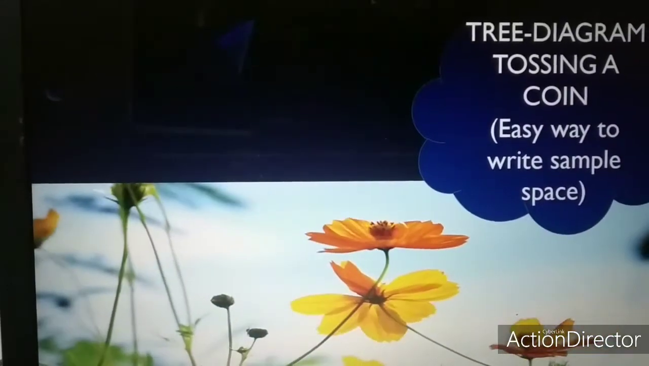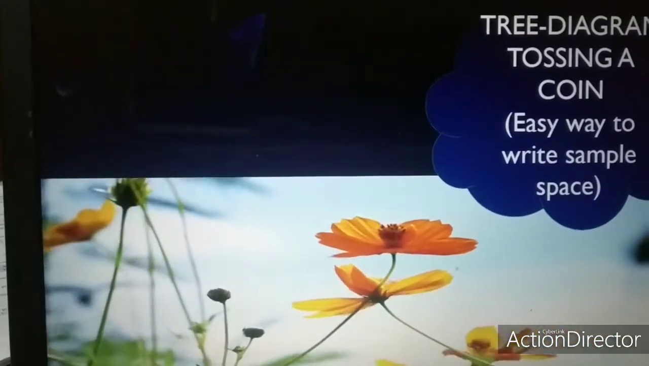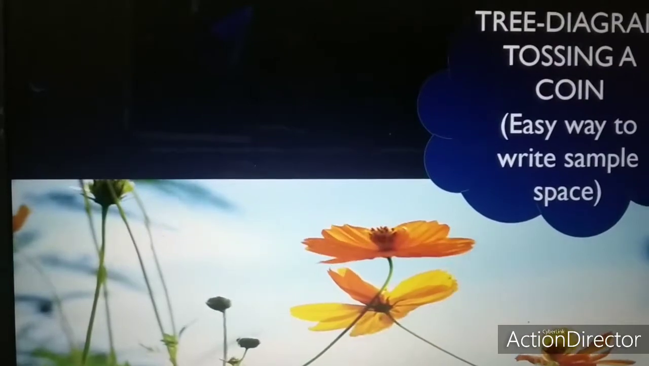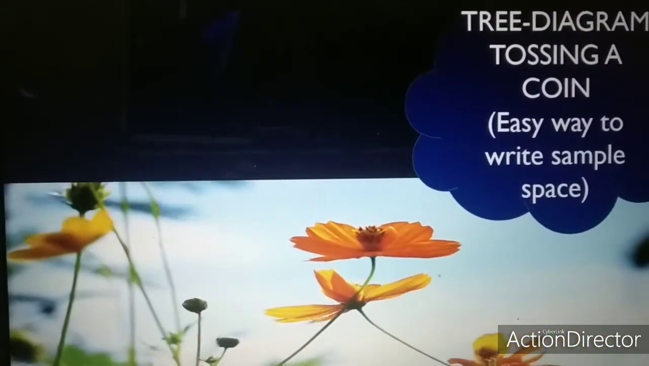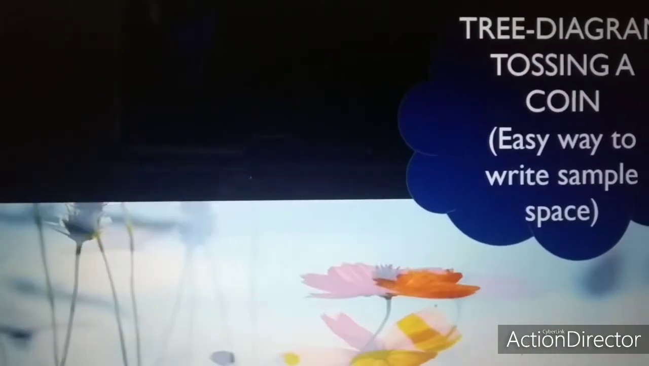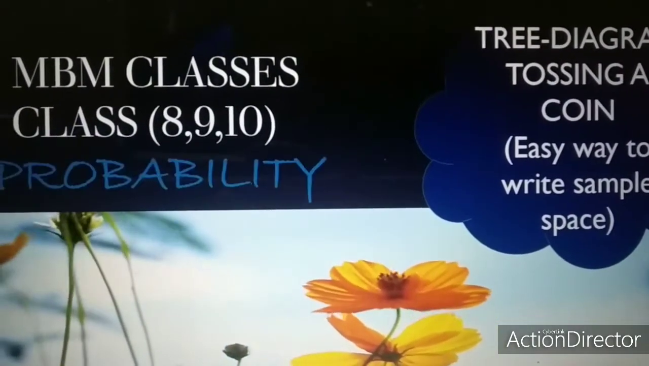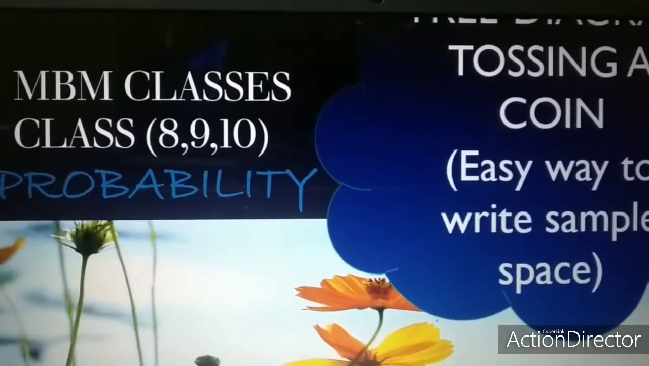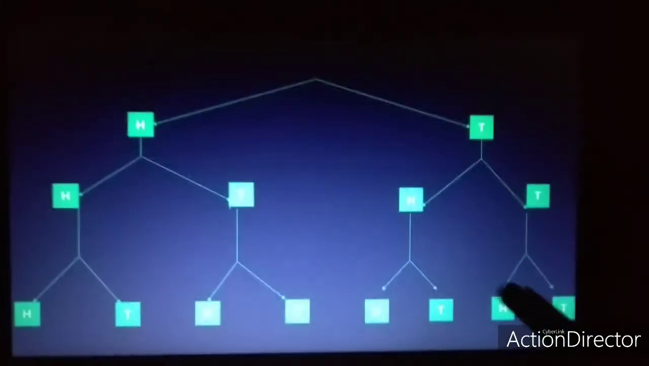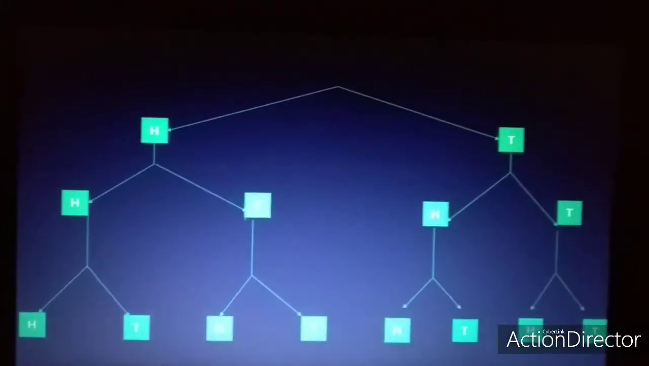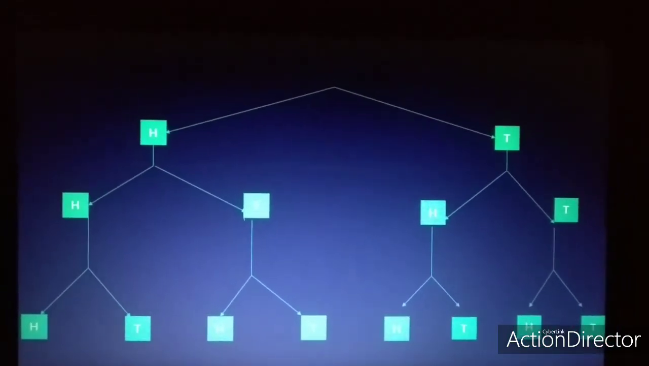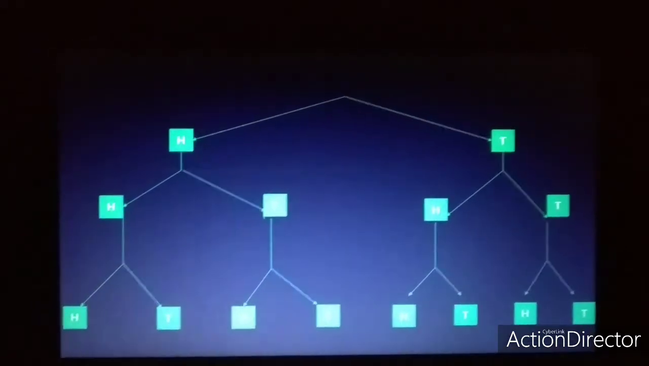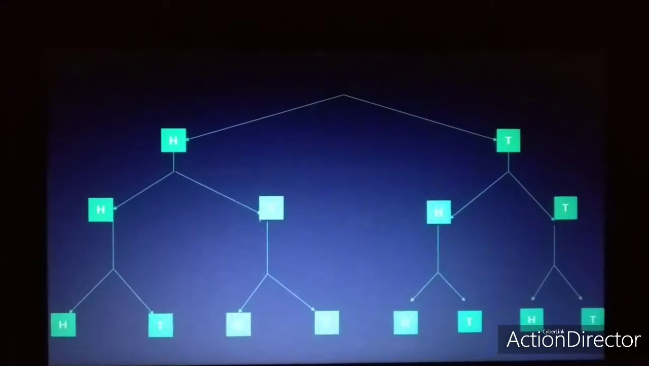Good morning, children. Today let me explain to you how to write the sample space when you toss a coin one time, two times, three times or n number of times using a tree diagram. This tree diagram is very useful for you to write the sample space. Now this is the tree diagram which helps you to write the sample space when the coin is tossed one time, two times and three times. Like this we can make it for n number of times.